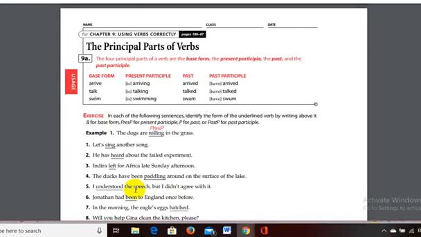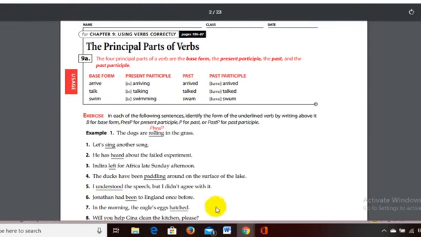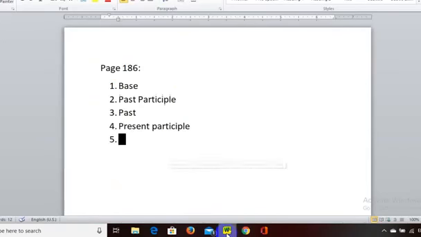Okay, number 5. I understood the speech, but I didn't agree with it. I understood. Understood is what? The past of the base form understand. So this here is in the past tense. Understood. Past. Alright.